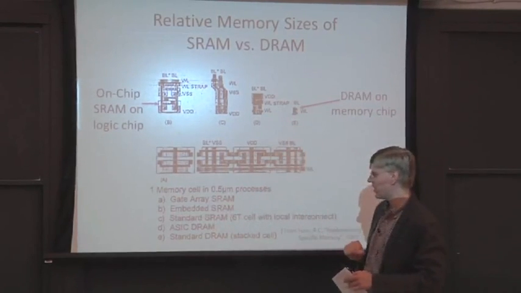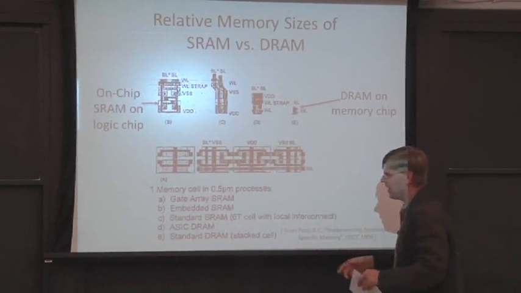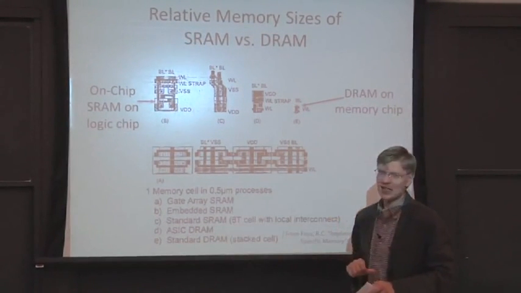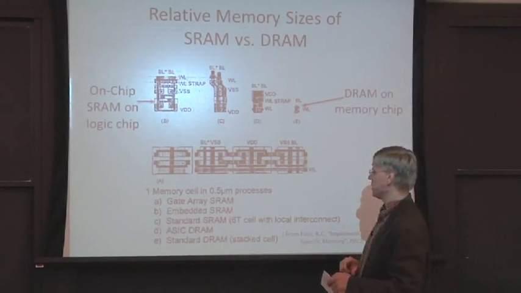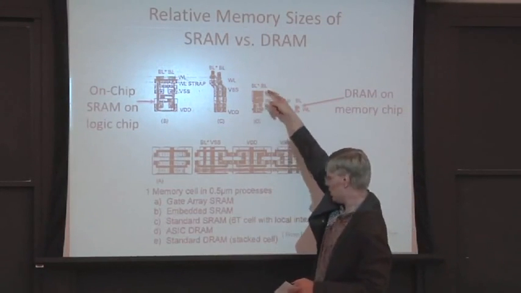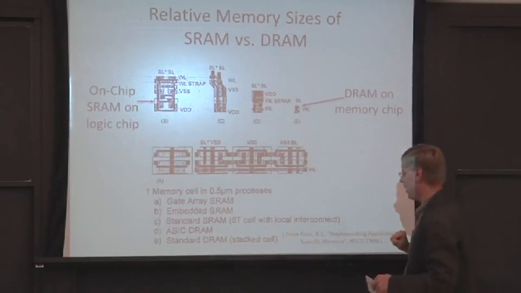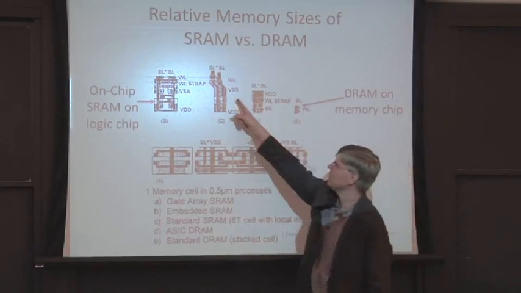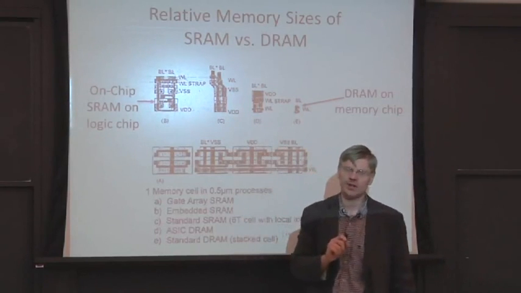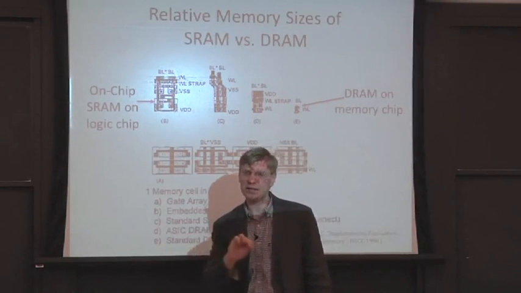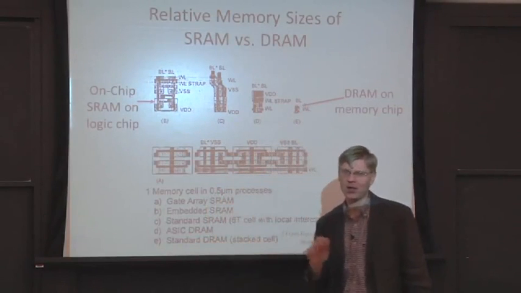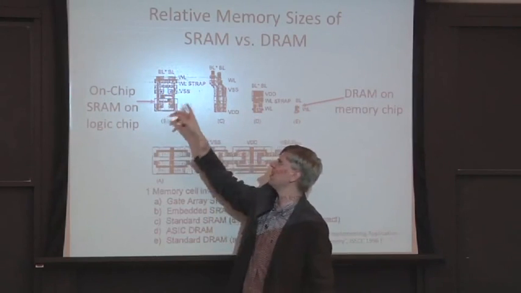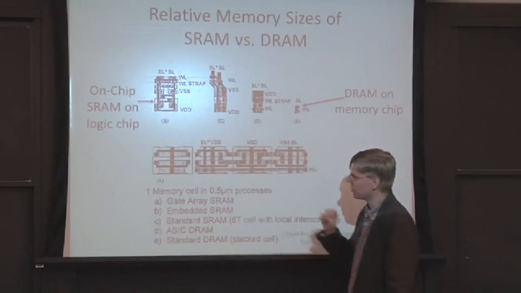Some other interesting things on this diagram: we have DRAM on a traditional ASIC process, which is here. Here we have a 6 transistor cell with local interconnect. It's a little bit smaller. What local interconnect means is you can use the poly layer, or the polysilicon layer, of your process to do interconnection, so you don't have to use wires for everything. So the layout gets a little bit denser.